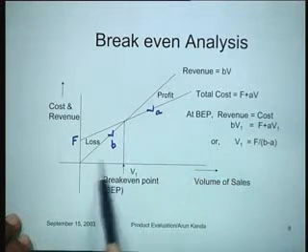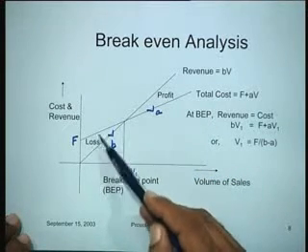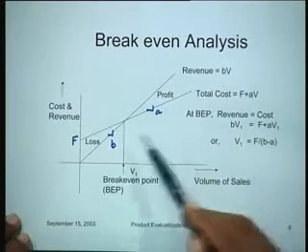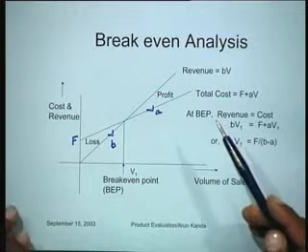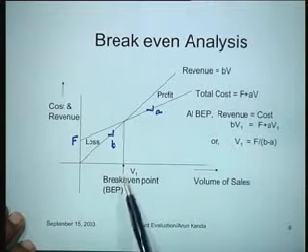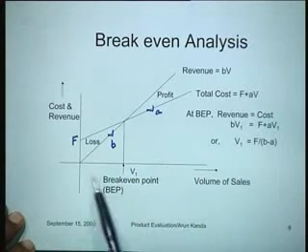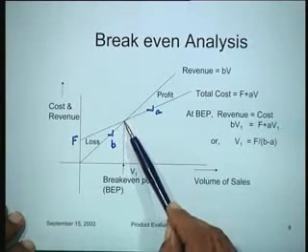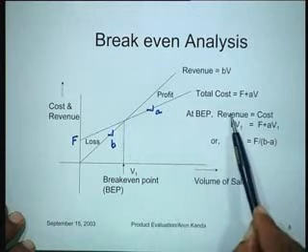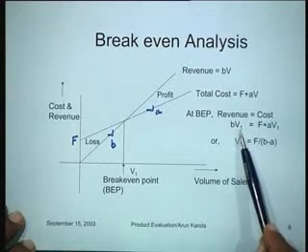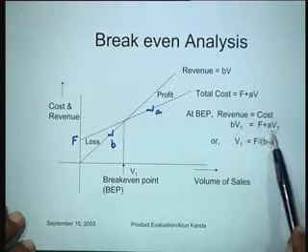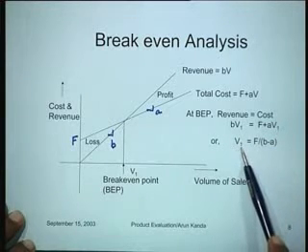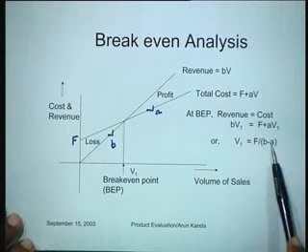And if you operate in this region, you are actually incurring this much loss, and if you operate in this region, you are incurring a profit. So obviously any company would have a desire to operate only to the right of the break-even point and not to the left of the break-even point. So one can easily determine the break-even point by equating the revenue and the cost. The revenue is BV1 and the cost is F plus AV1, where V1 is the break-even point. So we can see that V1 is equal to F upon B minus A.